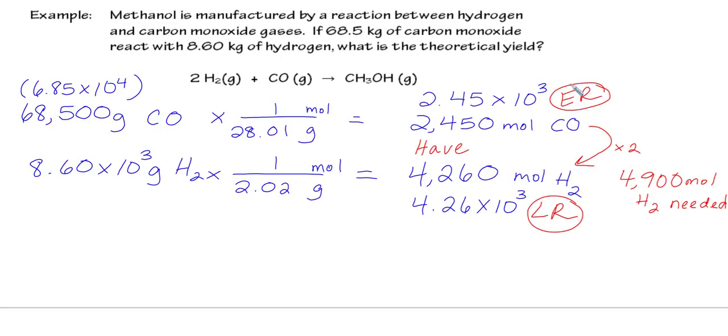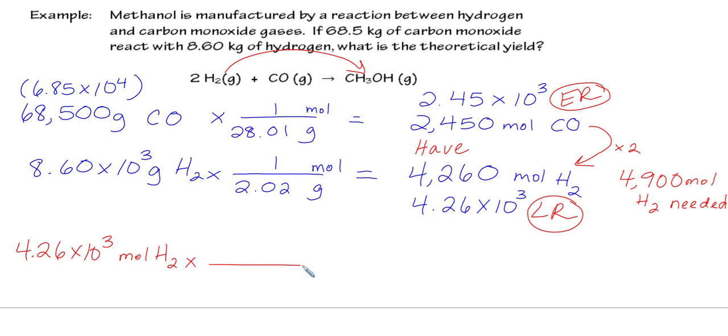All right. So now we can solve the theoretical yield. Just a little stoichiometry. I always start with my limiting. And we're going to figure out the amount of methanol that should be formed. We go back to the amount of limiting that we have, not the amount that we needed. So let's use the 4.26 times 10 to the third moles of hydrogen, like that.